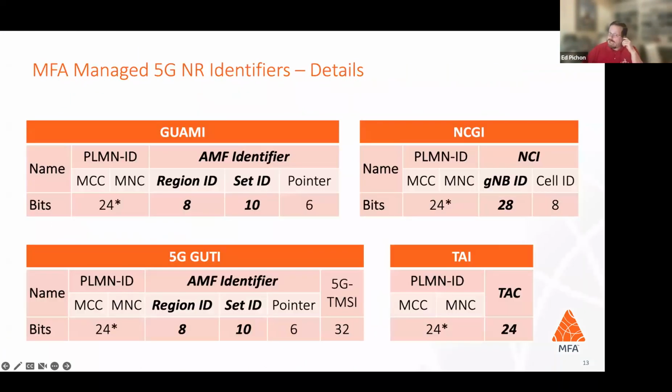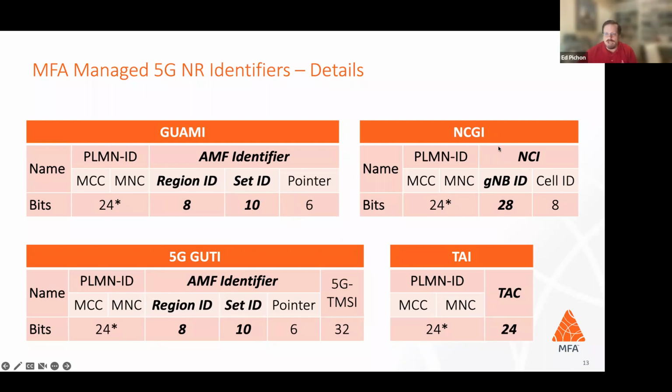If we look at the different identifiers in 5G NR, the GUAMI has the PLMN ID and the AMF identifier, which includes a region and set ID as well as a pointer ID. What we do is manage the region and set ID, and that allows us to prevent these collisions. You also have extra bits left over for the pointer, where you can have multiple AMF instances for each of the AMF region and set IDs that we assign. The same AMF region plus set ID also shows up in the GUTI.